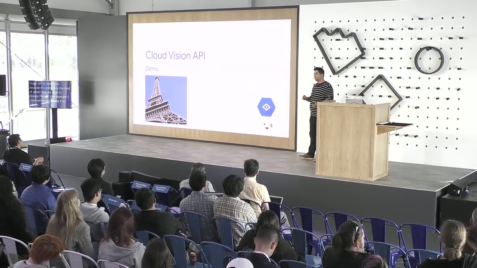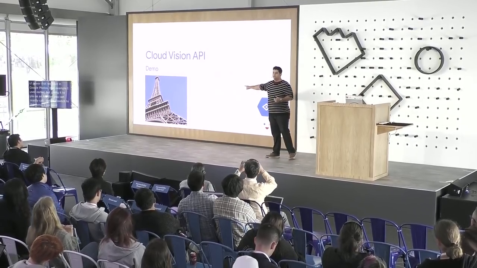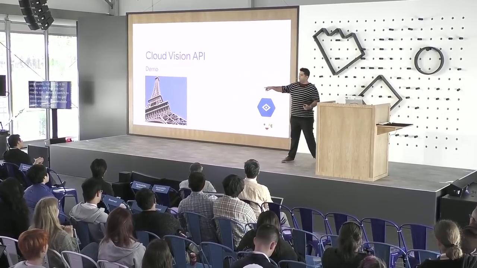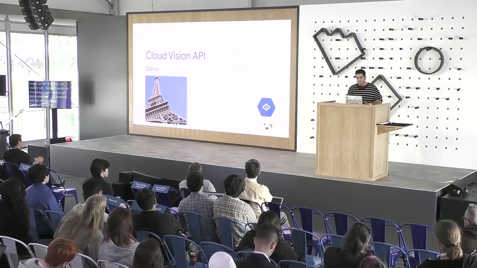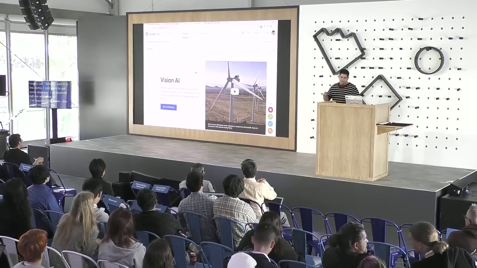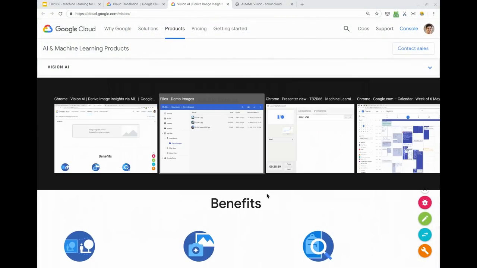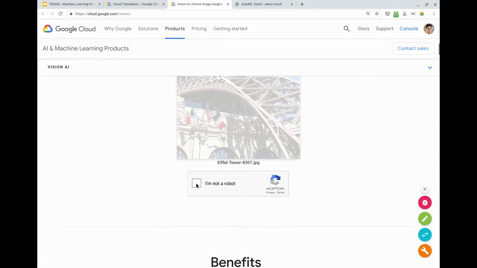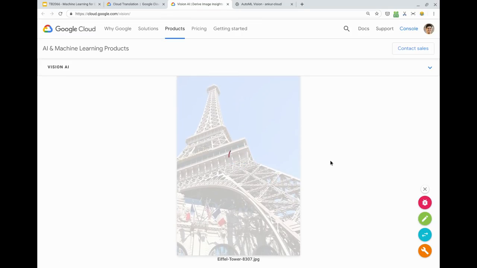Now, before I switch to the demo, I just want to get some answers. Can anybody tell me what that is? I'm hearing Eiffel Tower. Any other thoughts? All right. So we'll switch to the demo machine. We're going to look at that image right now. This is our Vision API landing page, cloud.google.com/vision. And what we're going to do is drop an image on there, hit the reCAPTCHA again. This is, again, just a demo. But what we're doing is uploading this image.